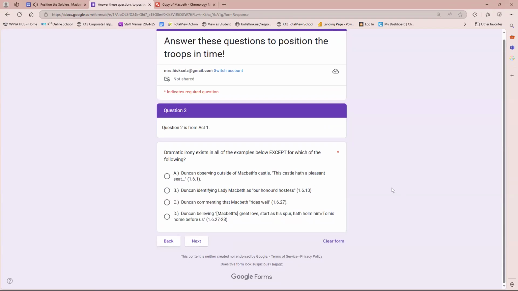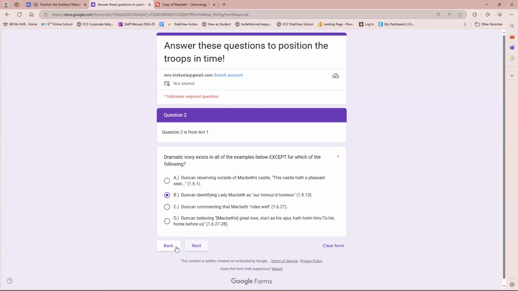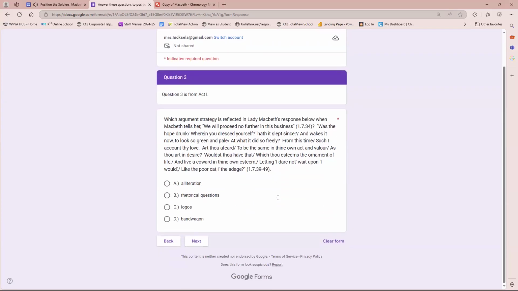Dramatic irony exists in all of the examples below except for... it would have to be, I would think, Macbeth rides well, because I don't see any irony in that.